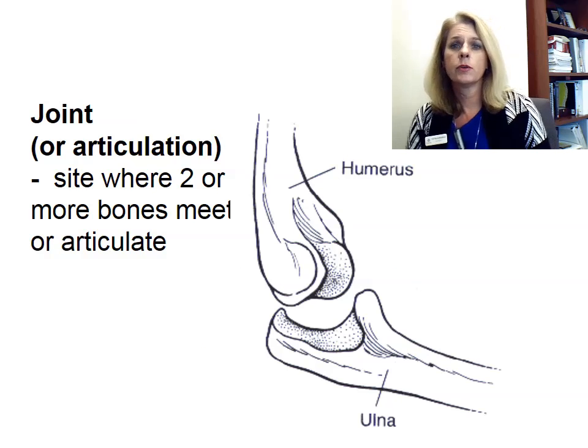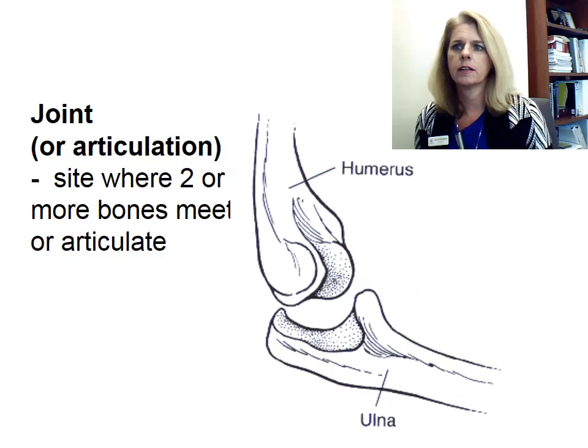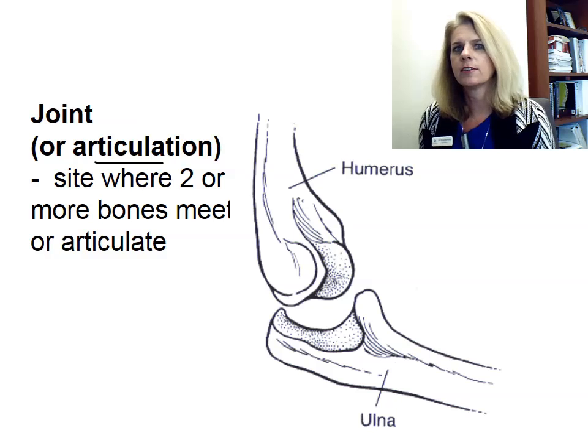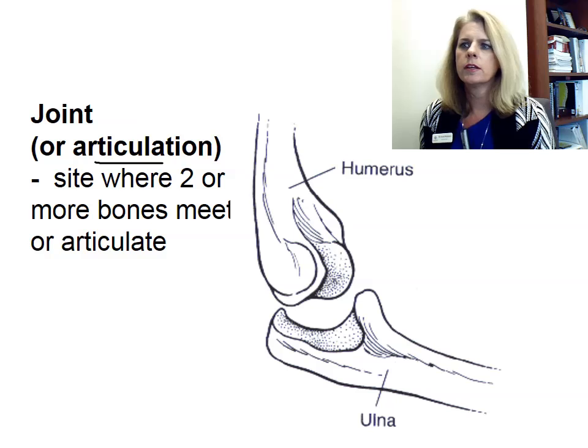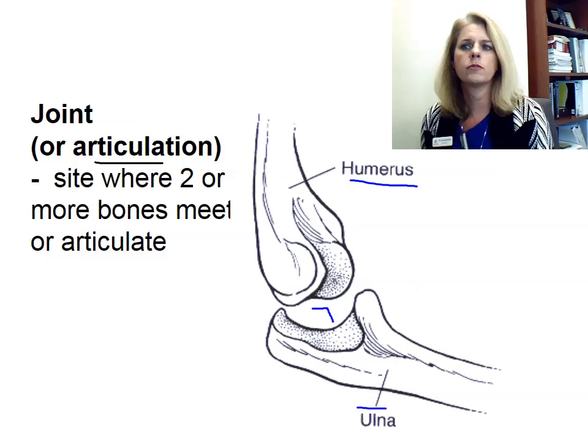Okay, so what is a joint? It's an articulation. When you put two things together, we call that an articulation. So a joint is where two bones come together, or articulate. If someone speaks well, you say they're articulate because they can join words together well. So this is a joint. This is the humerus, this is the ulna, and where they join is called the joint, and this particular one is the elbow. Where two or more bones meet, we call that an articulation or a joint.